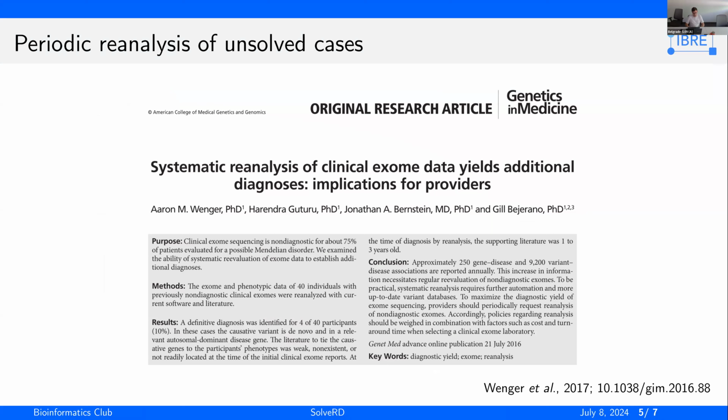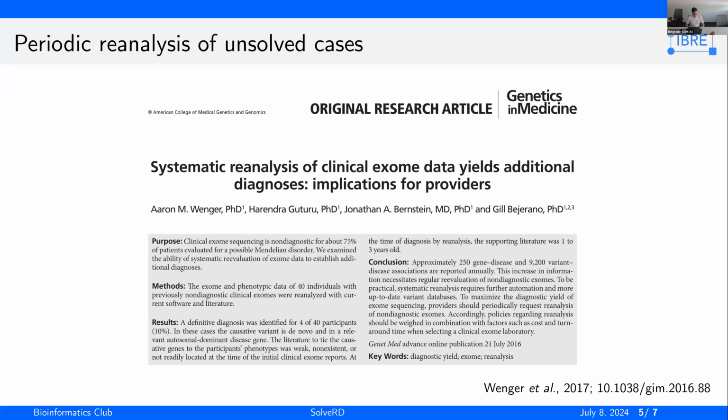reanalyze the same data after a year, or maybe several years, following the initial attempt. Because of the accumulation of knowledge with regard to the mechanisms of disease, new genes are linked to new diseases. New genes are always being described and discovered, and the databases containing information about both genes and genetic variants are constantly updated. This leads to quite a substantial increase in the rate of diagnosis for these undiagnosed cases.